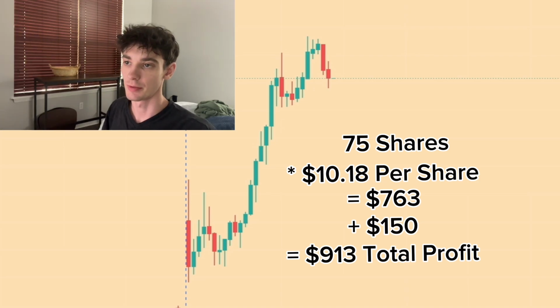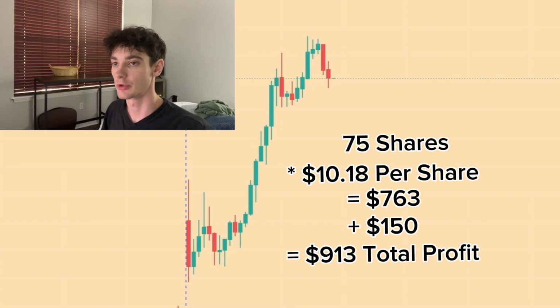This is the part most traders miss. It's not about finding the perfect trade. It's about controlling risk and letting the math work over time. I only risked $250 and I made over $900. That's not luck, that's pure structure.